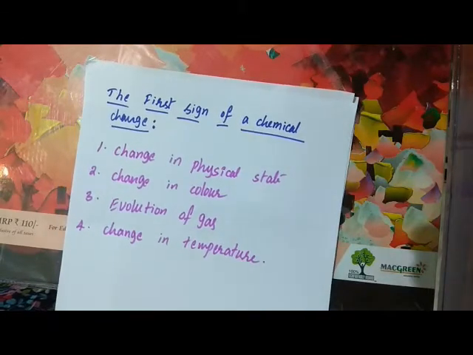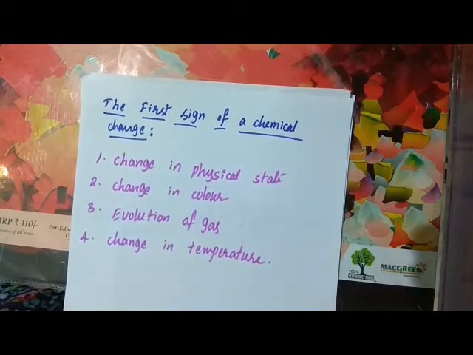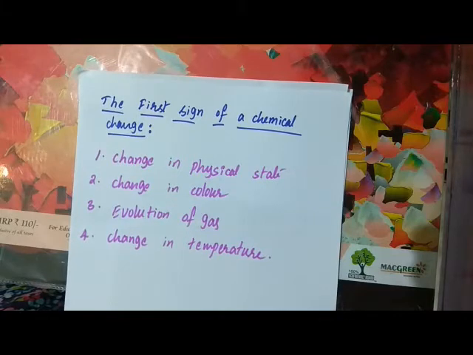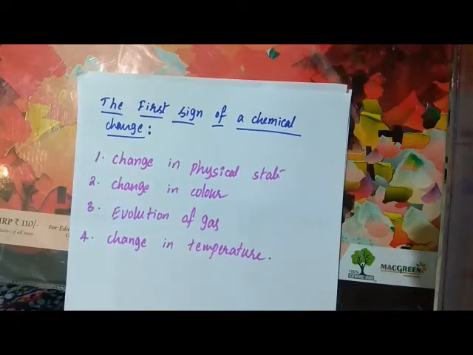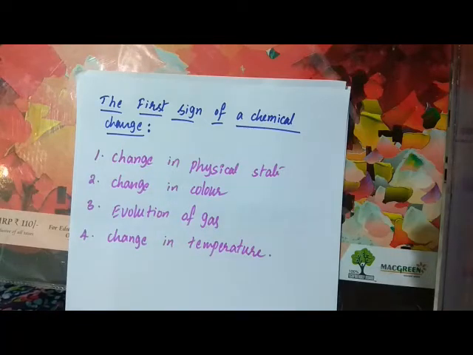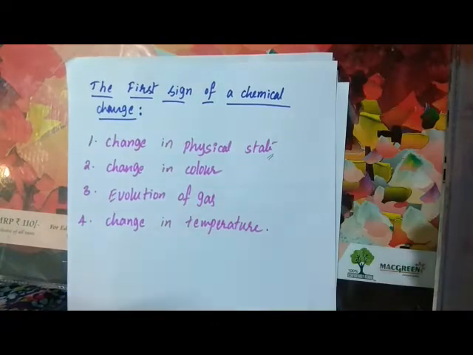there is one more topic: how to recognize a chemical change. The best example I have just given is converting sugar to caramel. You can do it at home; that's why I have given this example. Whenever you are supplying heat to the sugar, you can see a change in physical state.